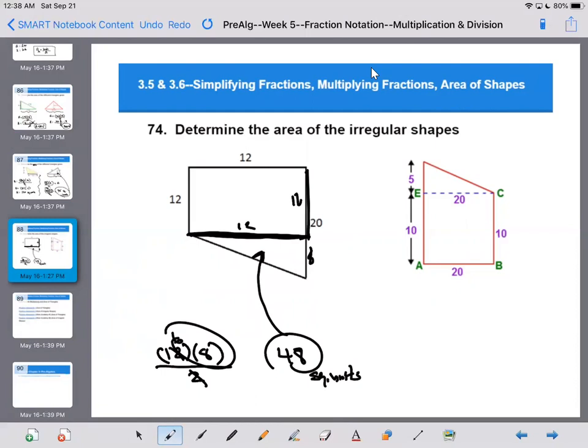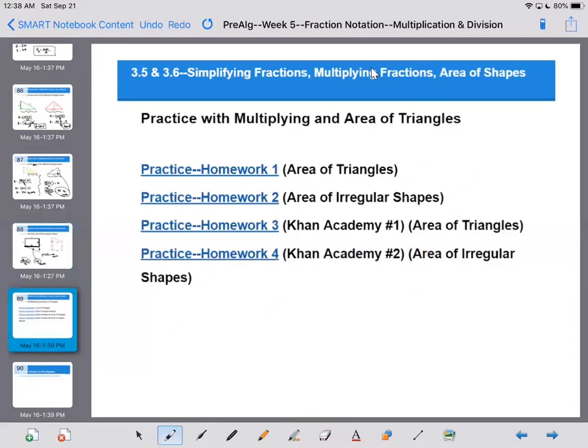And then we know that we've got a 12, not drawn to scale, but a 12 by 12, which would be 144 square units. All right, so there's some more practice if you want to look at finding area of triangles or irregular shapes or any other additional videos.